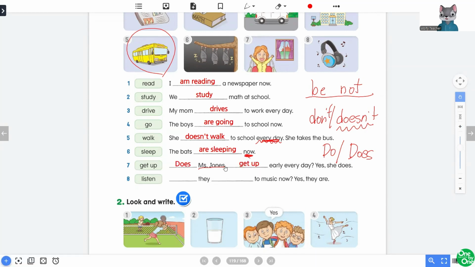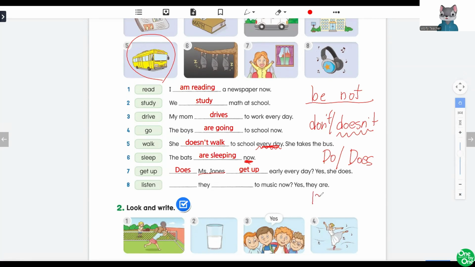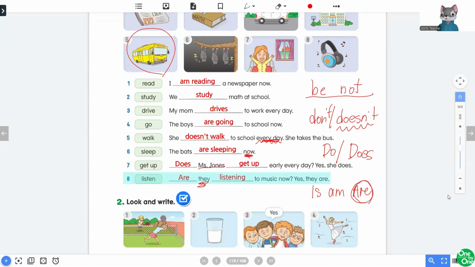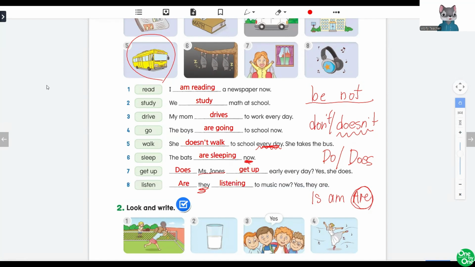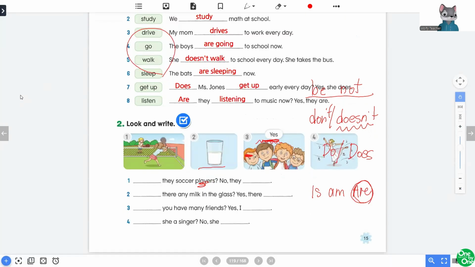Very good. Now, it says this one, now. What do we need to use at the beginning? We need to use either is, am, or are. But it says they. So what do we need? Of course, we need the are. Yeah. So are they? And remember, we need the ing. Yep. Are they listening to music now? Fantastic. You guys are almost professionals now. Let's try the last bit over here.